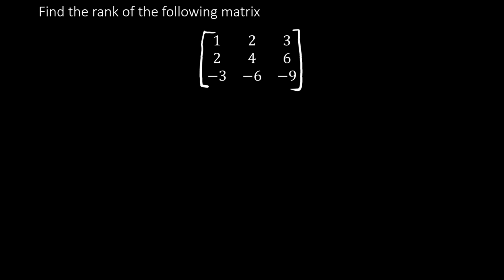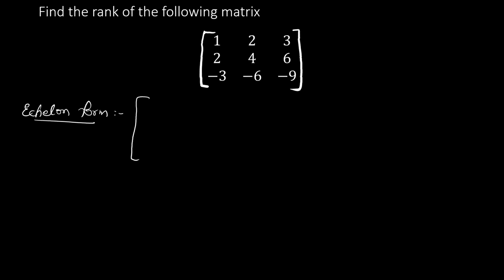Find the rank of the following matrix: 1, 2, 3, 2, 4, 6, minus 3, minus 6 and minus 9. To find the rank of a matrix, first we have to convert the matrix into echelon form. And in the echelon form, the number of non-zero rows gives the rank. Okay, first we'll see what an echelon form is.